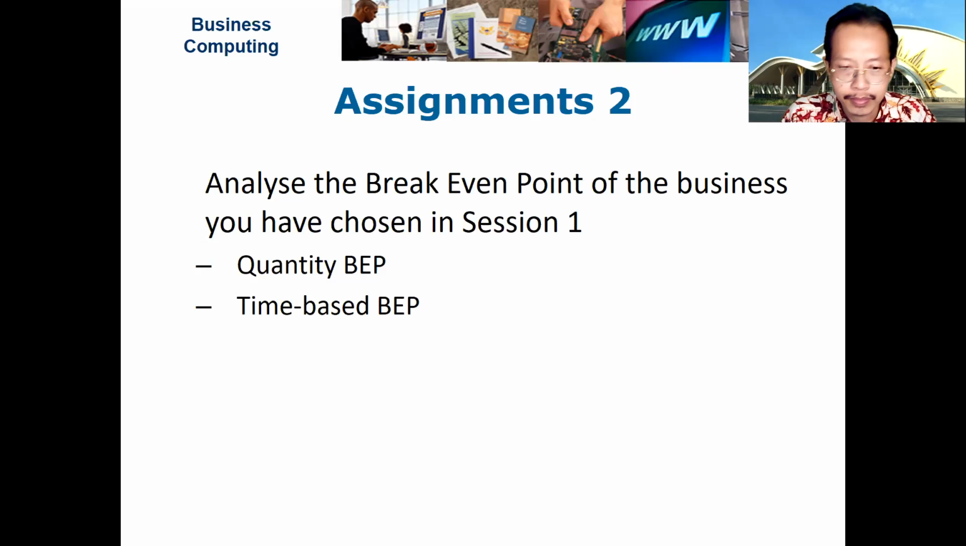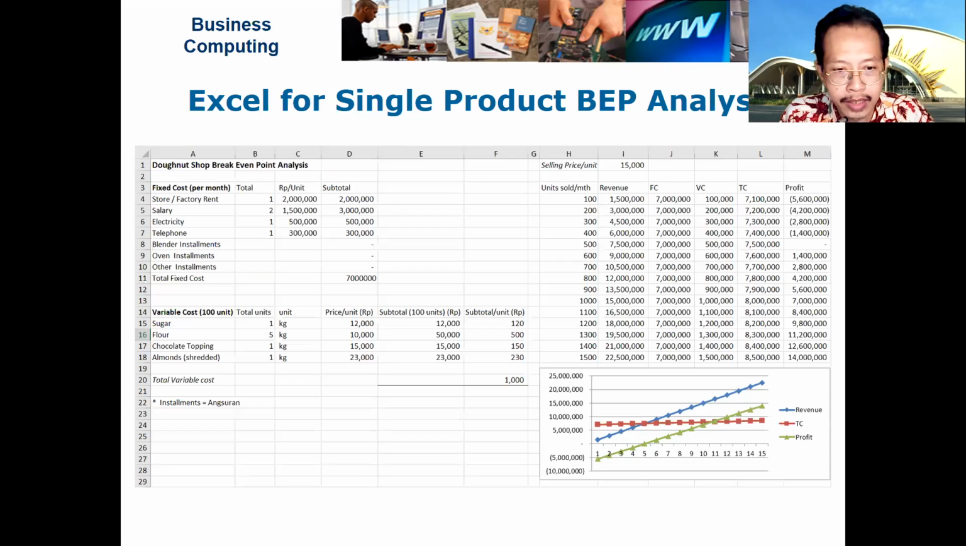This is an example of a break-even point analysis for a single product, meaning that you're only selling one product at a time. So this is for a donut shop. And then you have the break-even point for the donut shop here. First, you have to find out the fixed cost. And then you find out the variable cost.